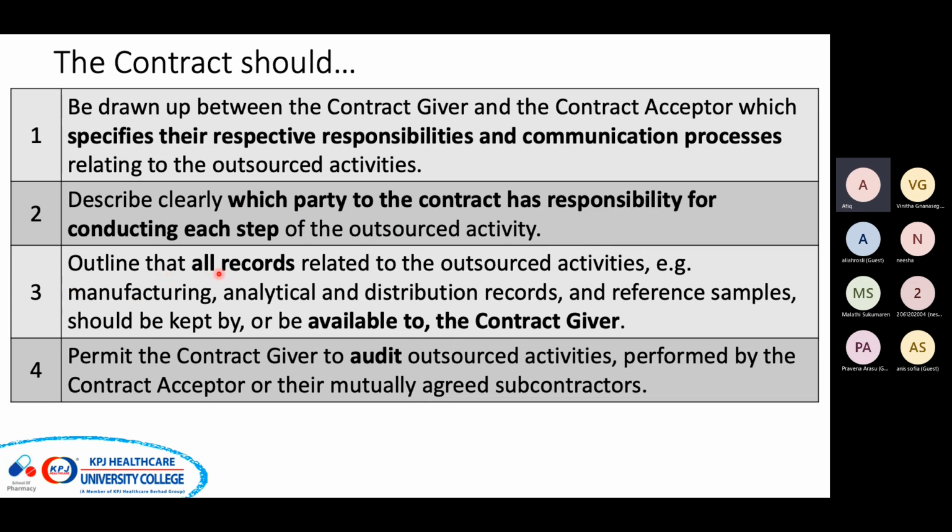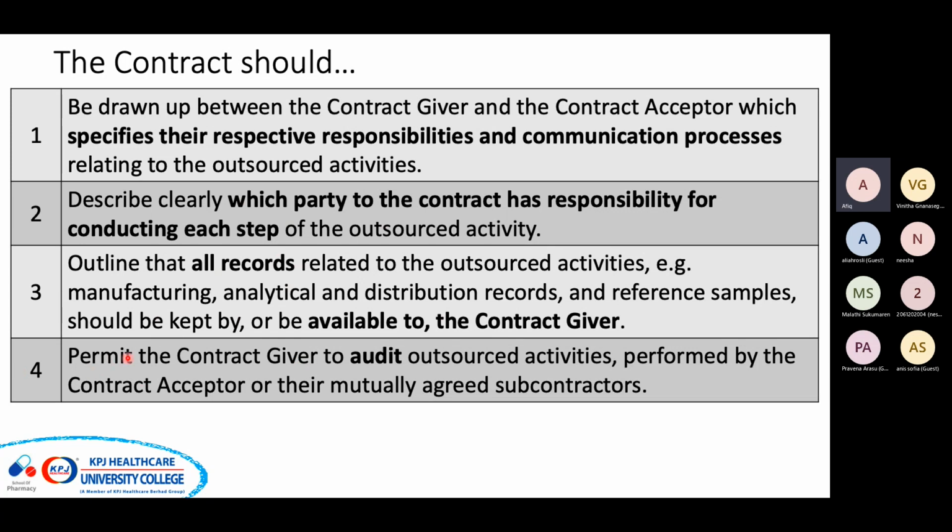And number 3, to outline that all records related to the outsourced activities, for example, the manufacturing process, the analytical testing, distribution records, and reference samples should be kept by or be available to the contract giver. So that means the contract giver has the authority to obtain all of the records that are related to the outsourced activities.